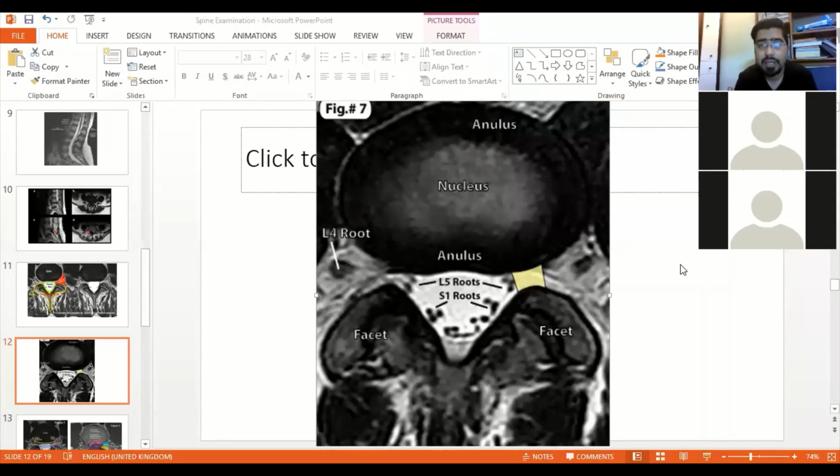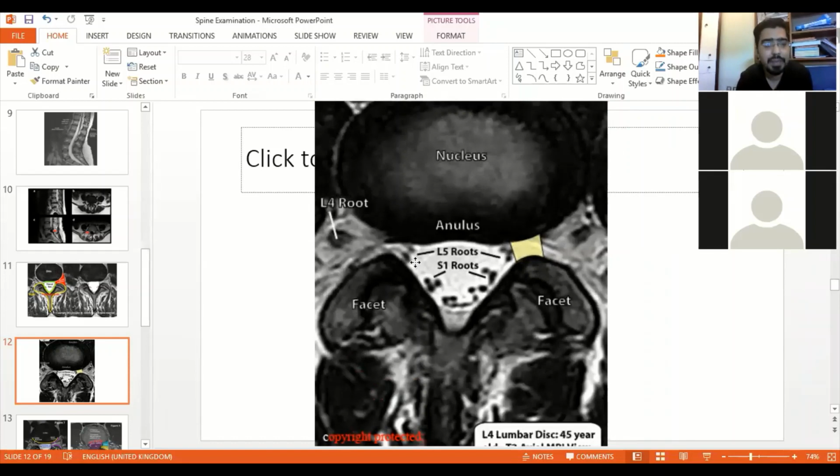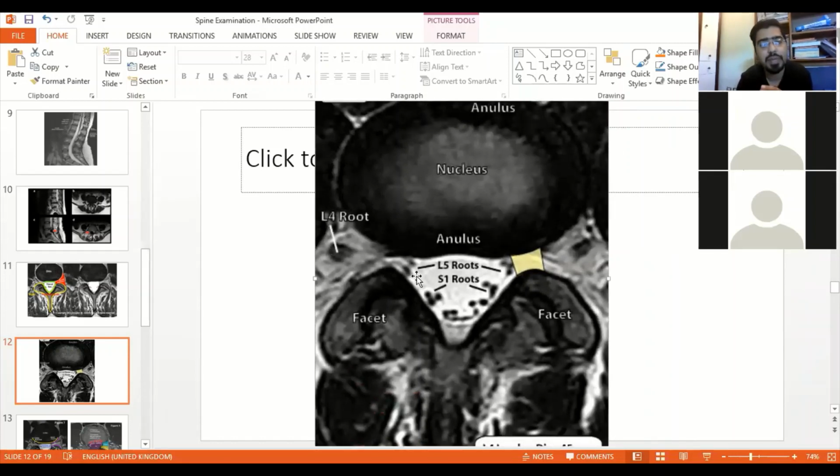Now look, this image of yours, this is very important. It is telling us about the level. This is the L4 lumbar disc. So between L4 and L5, at the L4 level, L4 will be the traversing nerve root and L5 is the other; I will repeat in the end, don't worry. So this is the L4 nerve root level and this is L5 and S1.